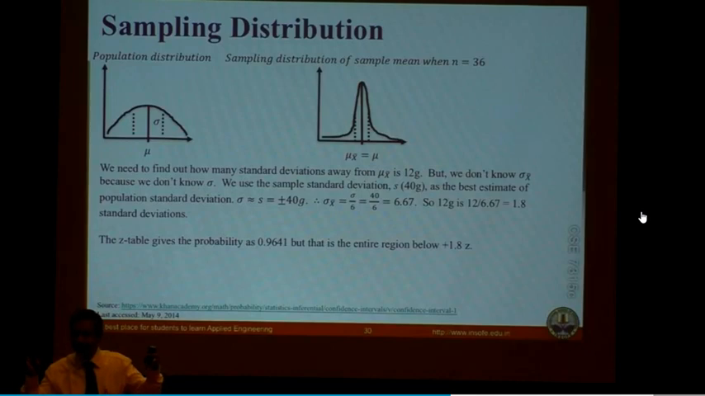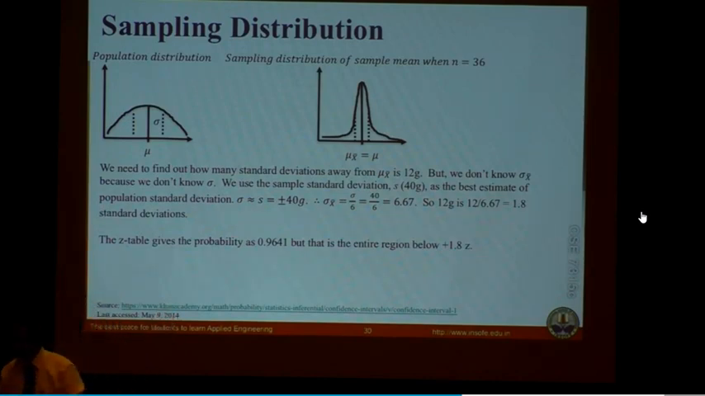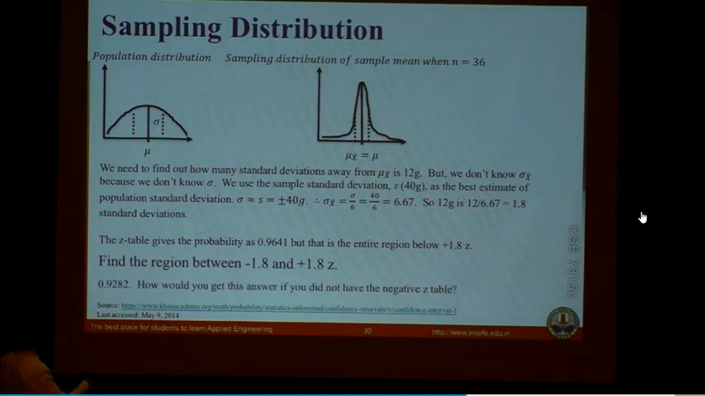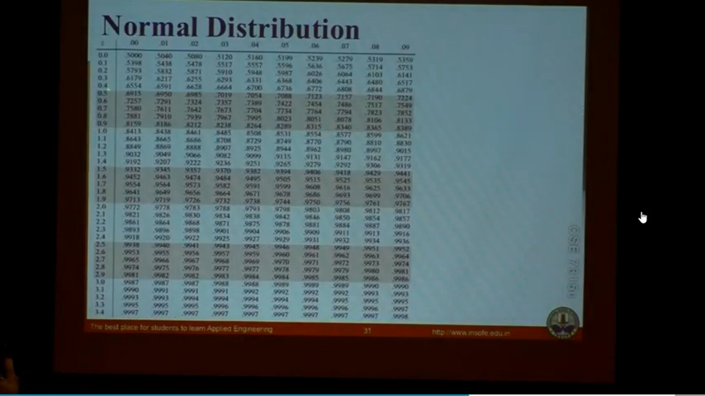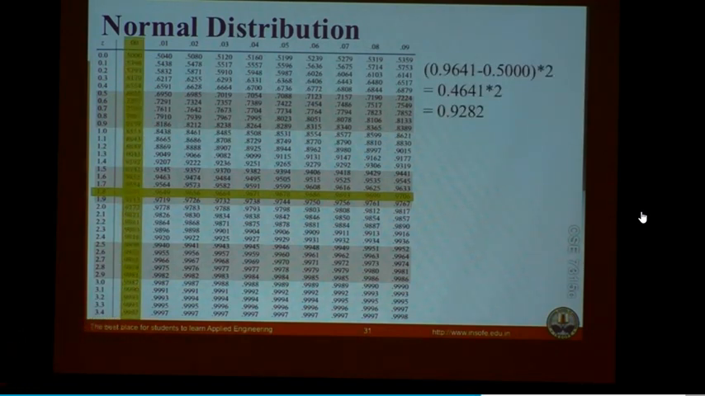A sample. 100 to 124 grams is what we were looking at. That's what I want to find out. That 100 to 124 is plus minus 1.8. Now that we know that, you do a 1.8 here, 96.41. 96.41 is what? Less than plus 1.8 standard deviation.